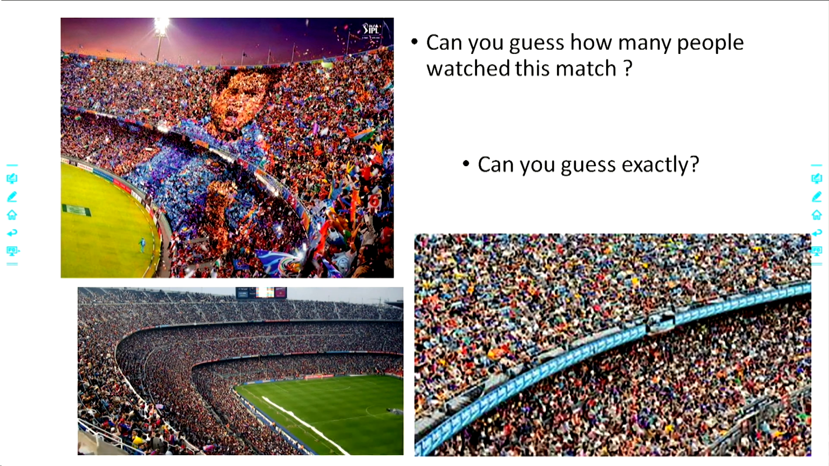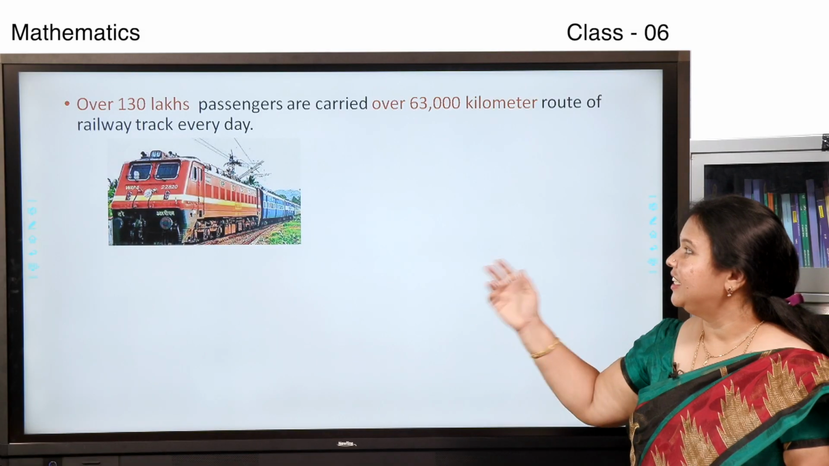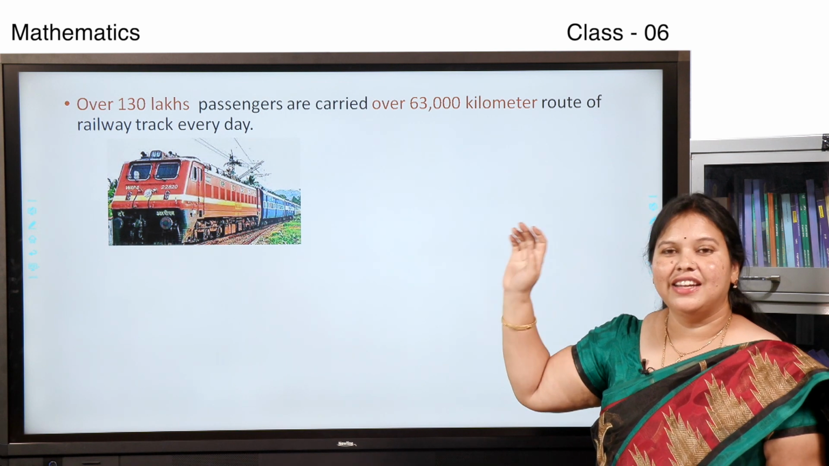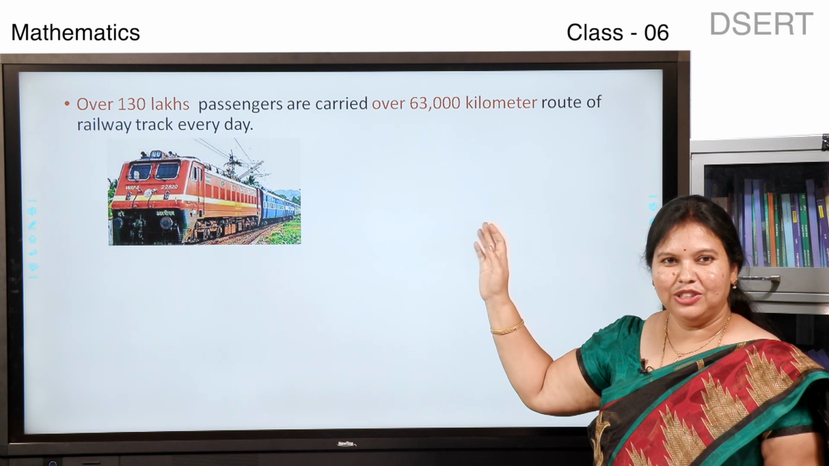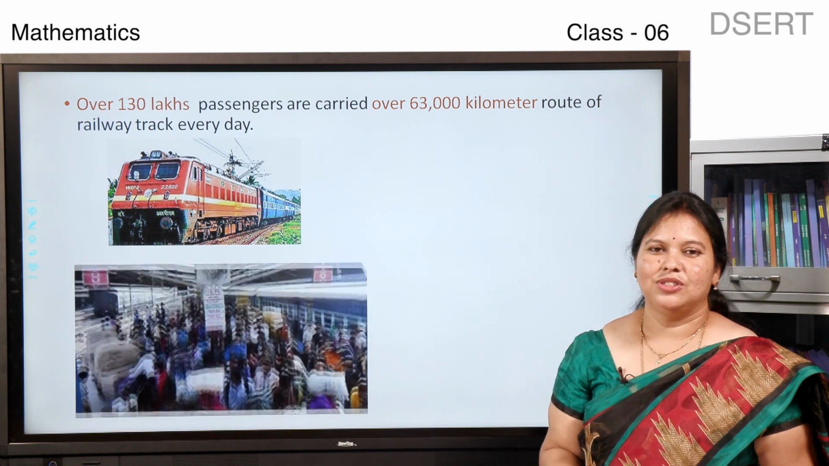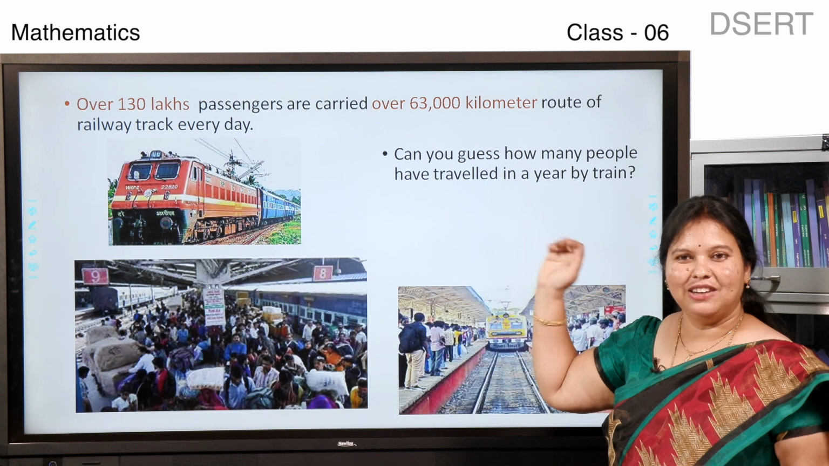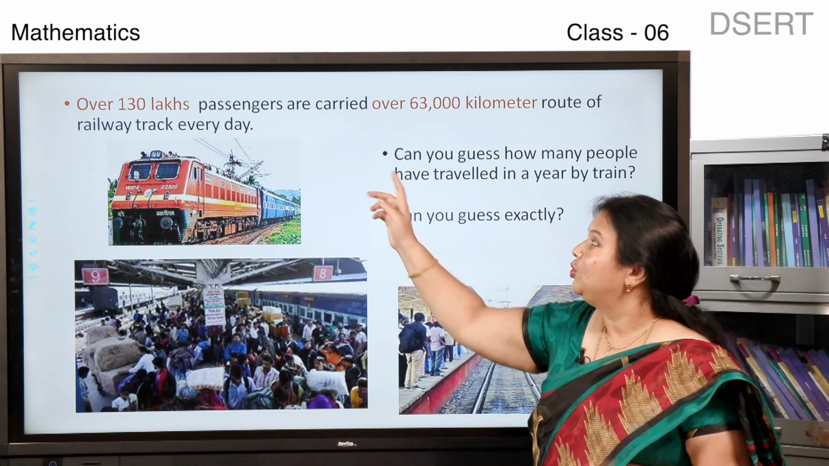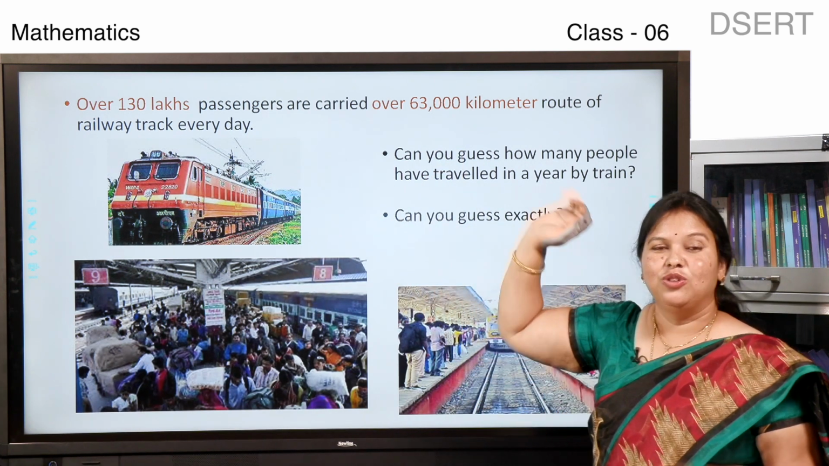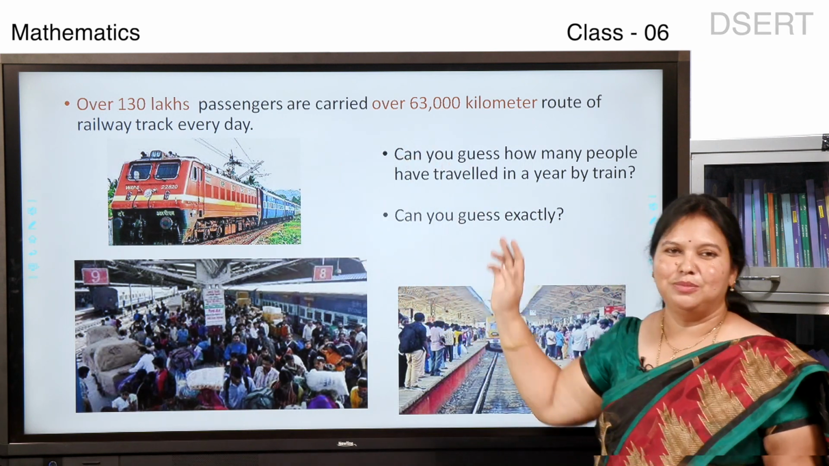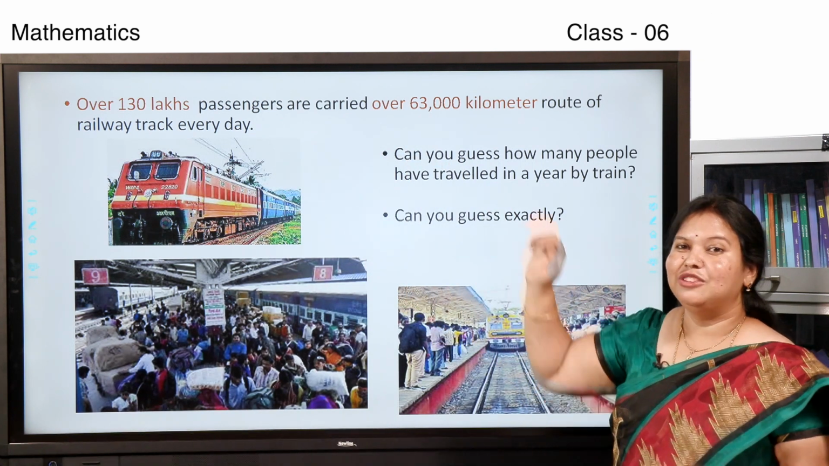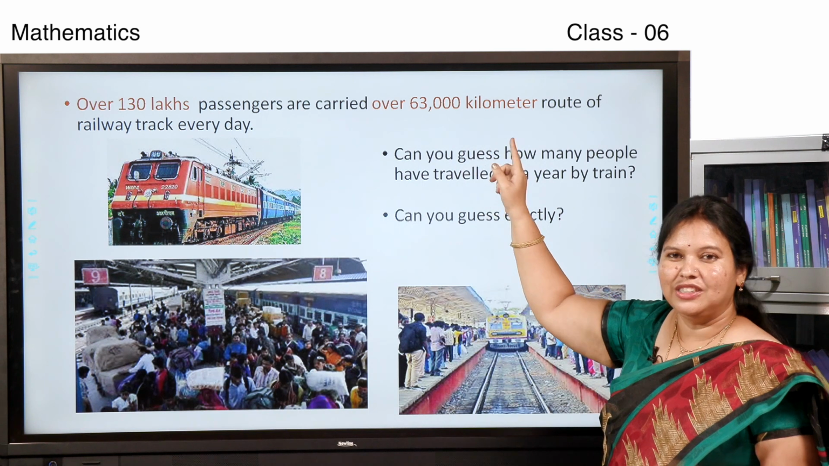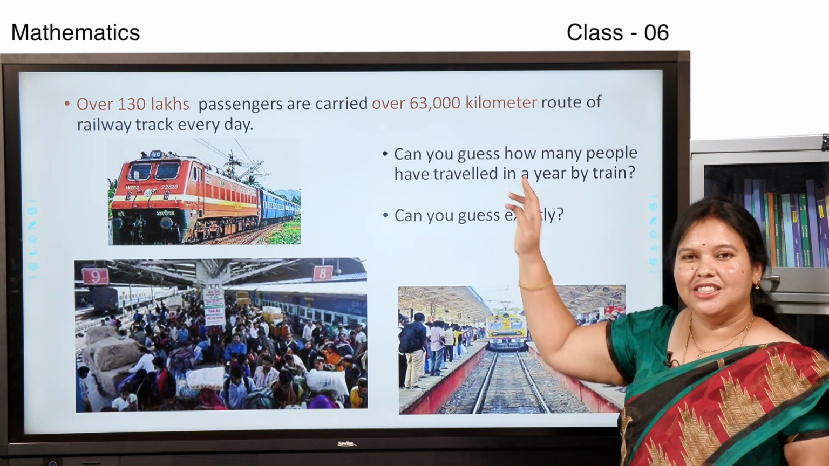30 million, like this. Similarly, in the picture, a statement given by the Railway Department says that over 130 lakh passengers are carried over a 63,000 kilometer route of railway track every day. So, can you guess how many people have travelled in a year by train? Can you guess exactly? Here they have mentioned two numbers. Observe it carefully. Over 130 lakhs means more or less 130 lakhs, and the travel distance they mentioned, over 63,000 kilometers, means more or less 63,000 kilometers.